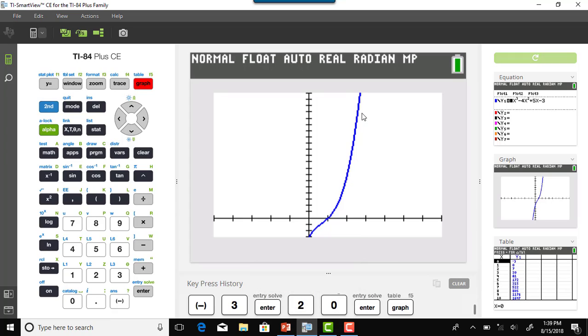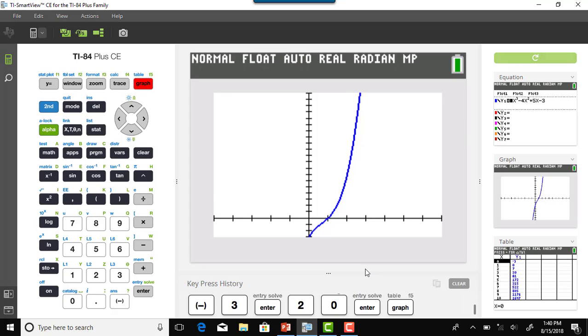Now I'm not saying that this window made my graph look better. I just wanted you to get used to seeing how this would change your window. So it stops at -5, stops at -3 for my Y, goes out to +7, goes up to +20. And again, I can adjust this however I need to.